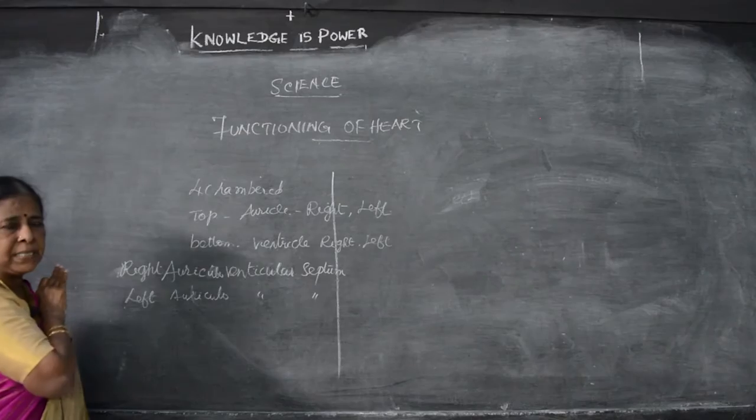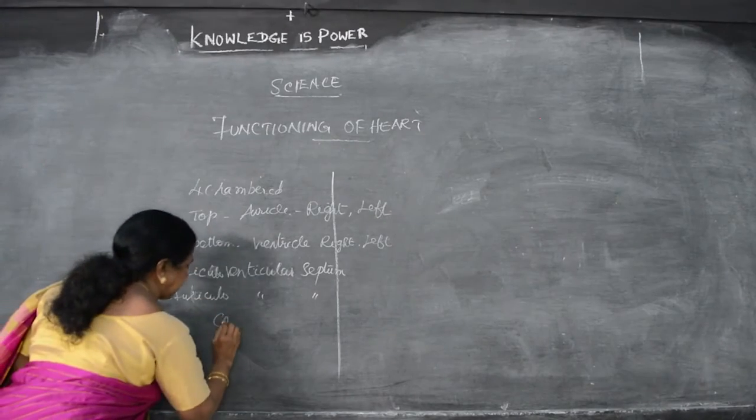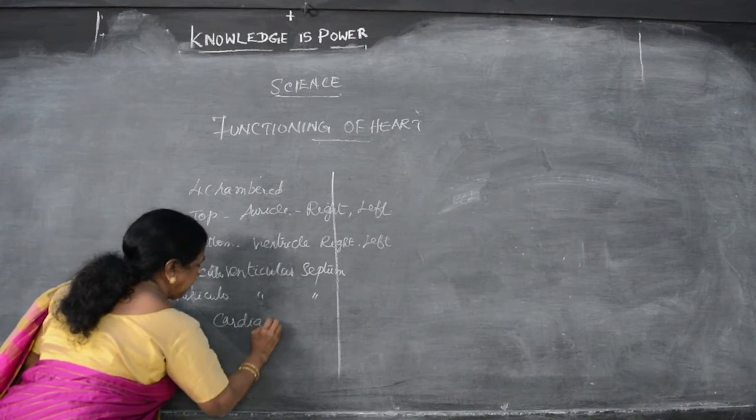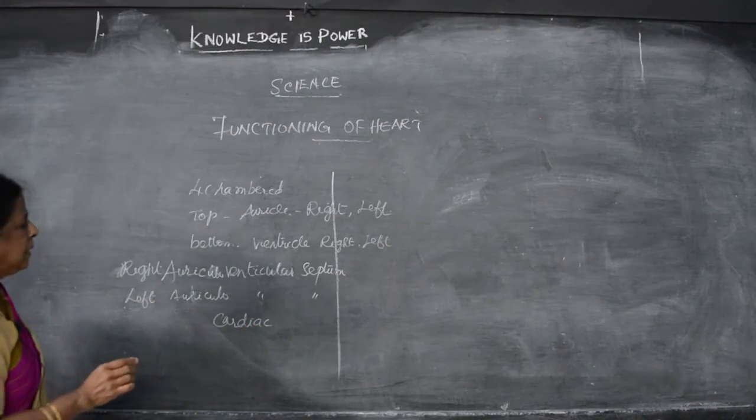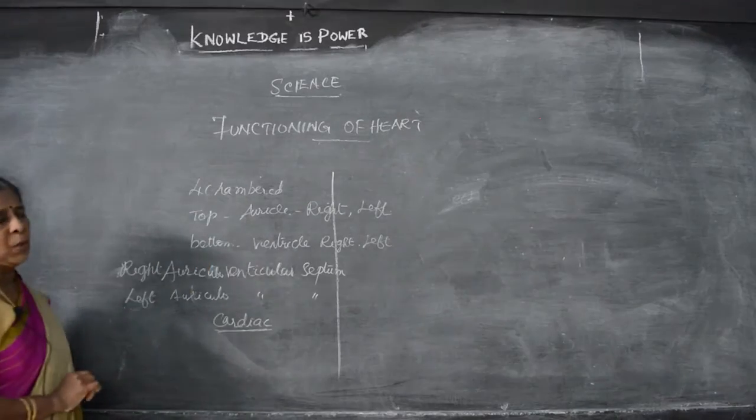Heart is 4-chambered, I said. It's made up of a special kind of muscle. That muscle is known as cardiac muscle. Our inner parts are made by many kinds of muscle, and here it is a specialized muscle, cardiac muscle. Heart is made by cardiac muscle.